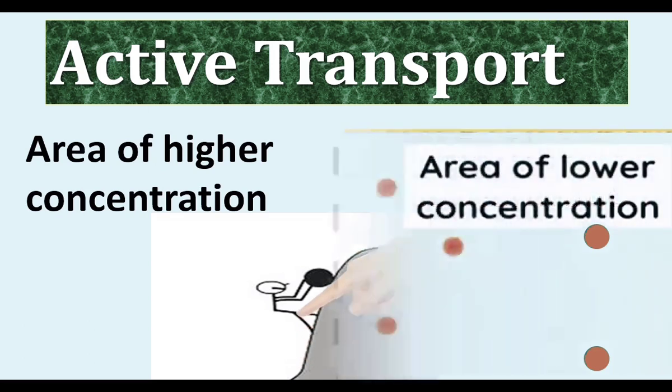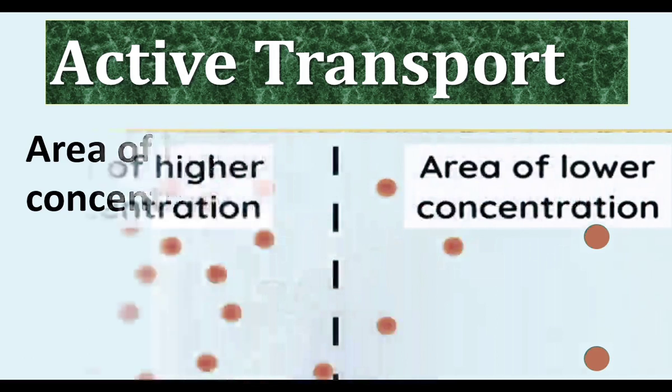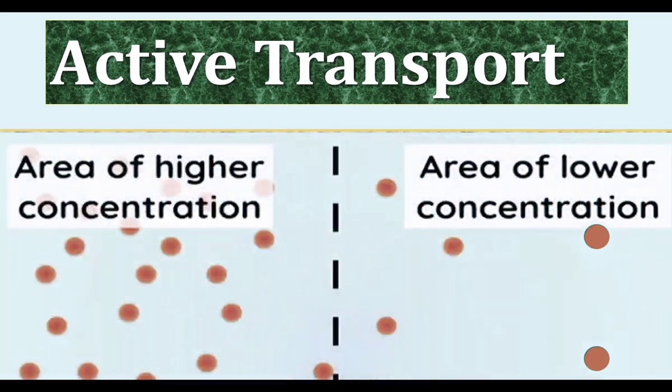Let us see the movement of substances or molecules in active transport. The movement starts from the area of lower concentration and takes place towards the area of higher concentration. Molecules move from their lower concentration. So, this process needs energy.